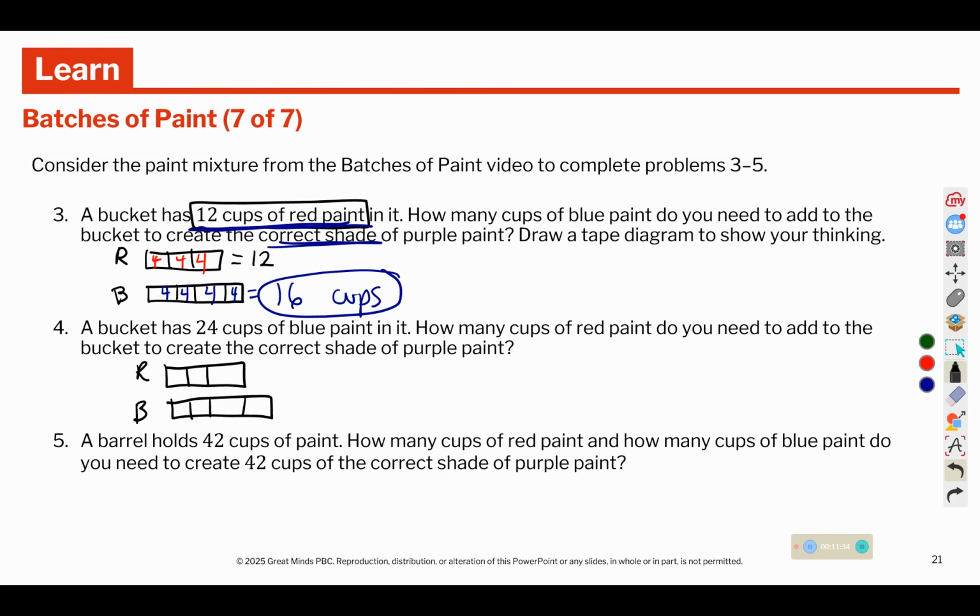A bucket has 24 cups of blue paint. That's the total amount for the blue. How many cups of red paint do you need to add to the bucket to create the correct shade of purple paint? 24 split into 4 equal parts is 6. So 6, 12, 18 cups of red is needed to mix to make the correct shade.